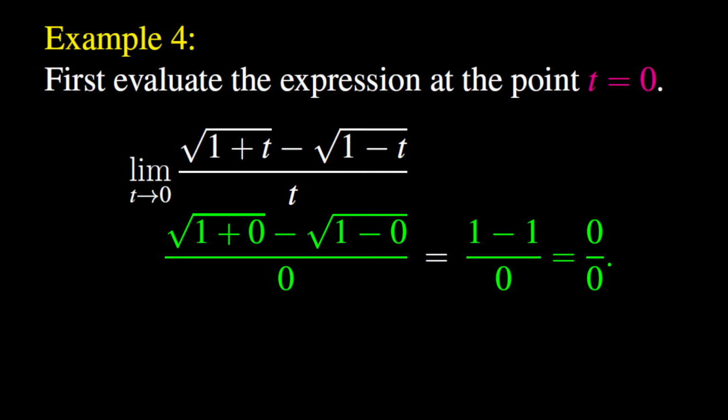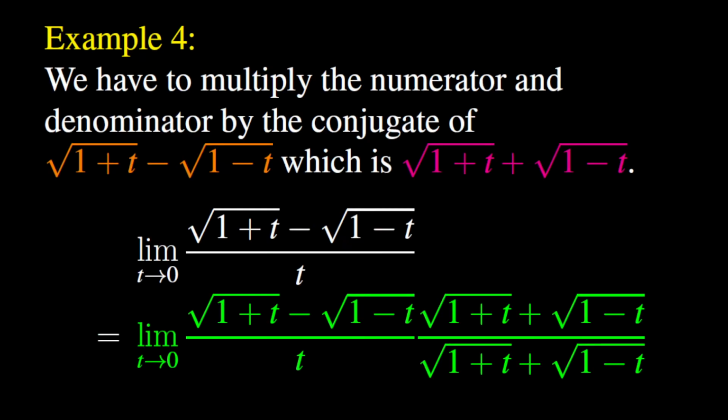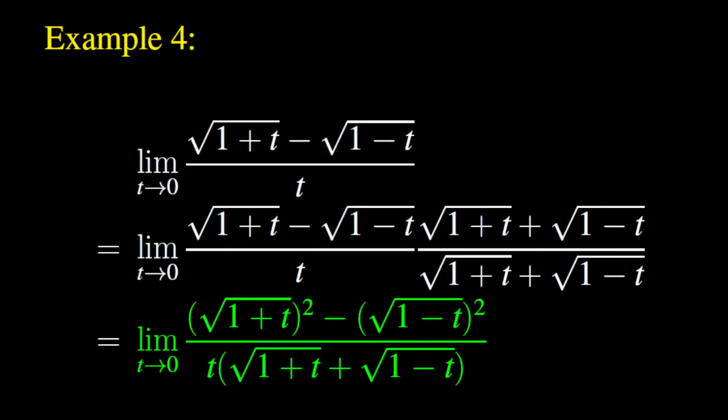This means that we have to simplify the entire expression. Given that the numerator has radicals, we can rationalize the expression by multiplying the numerator and denominator by the conjugate of the numerator, which is the square root of 1 plus t, plus the square root of 1 minus t. Of course, this operation will not affect the equality because we are multiplying both the numerator and denominator by the same quantity. As we expand the square root of 1 plus t, minus the square root of 1 minus t times its conjugate the square root of 1 plus t, plus the square root of 1 minus t, we see that we have a difference of two squares.